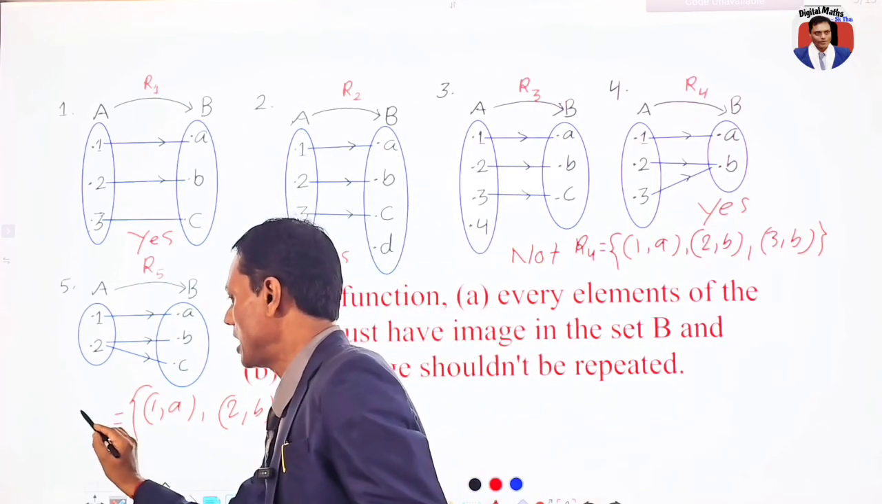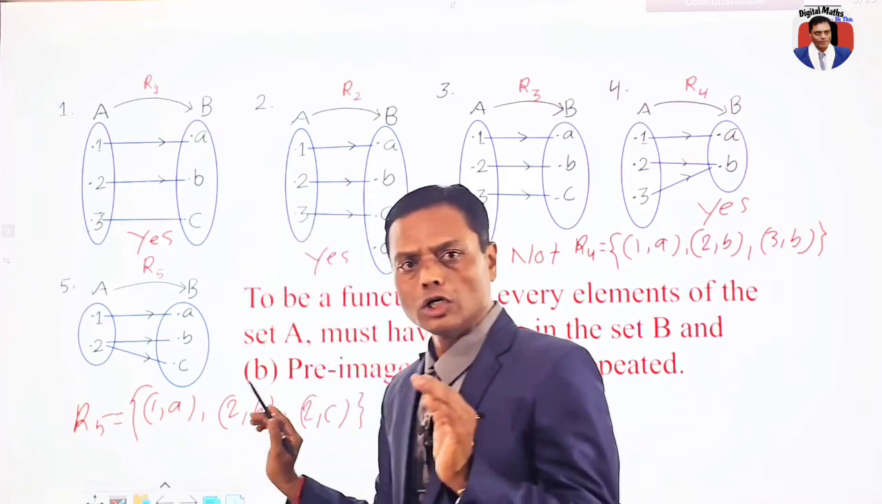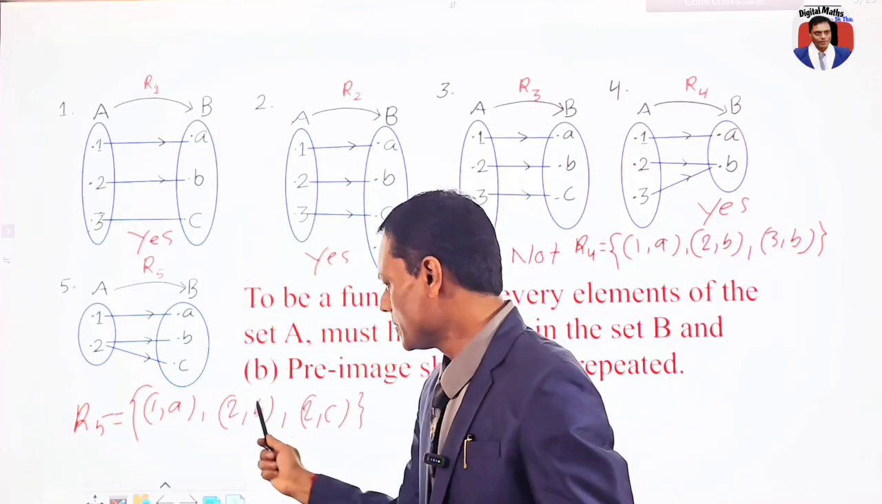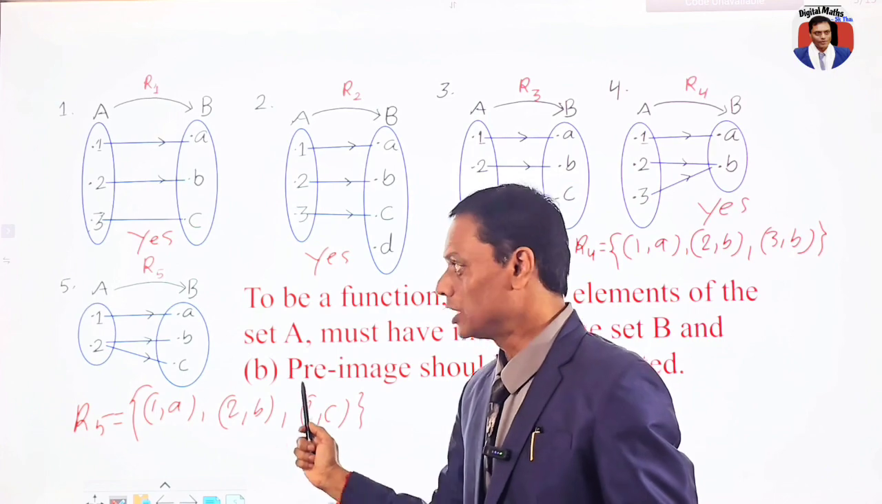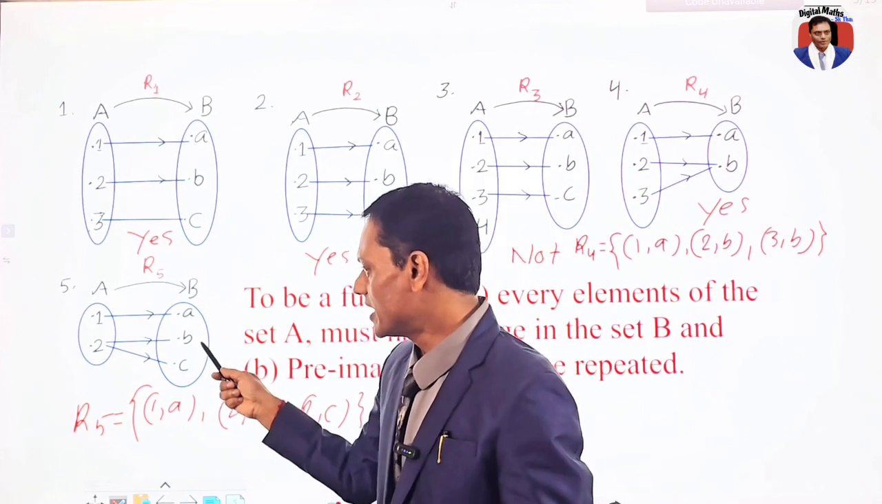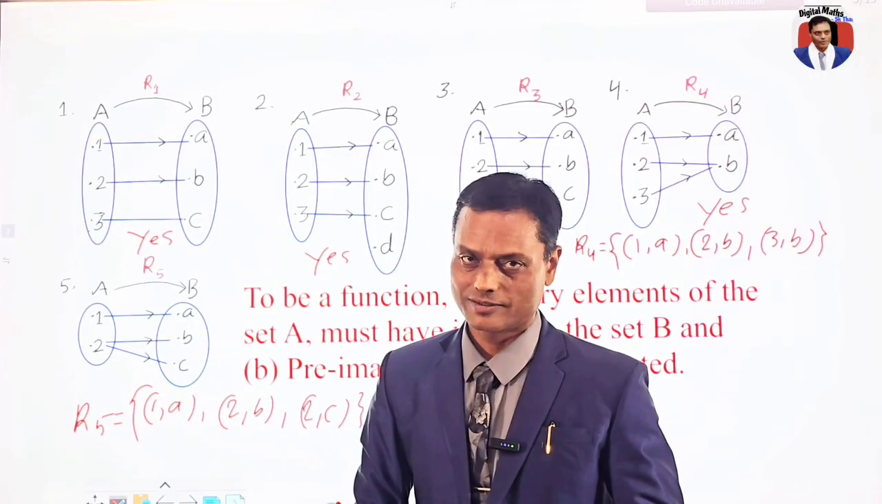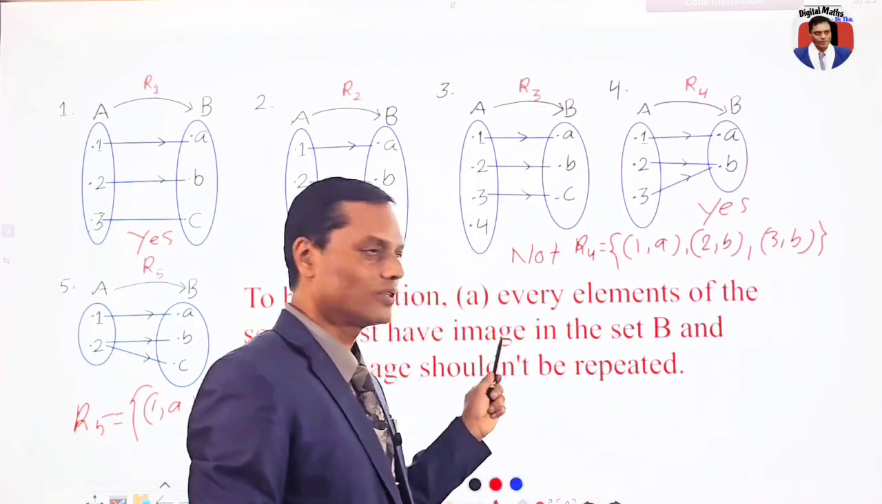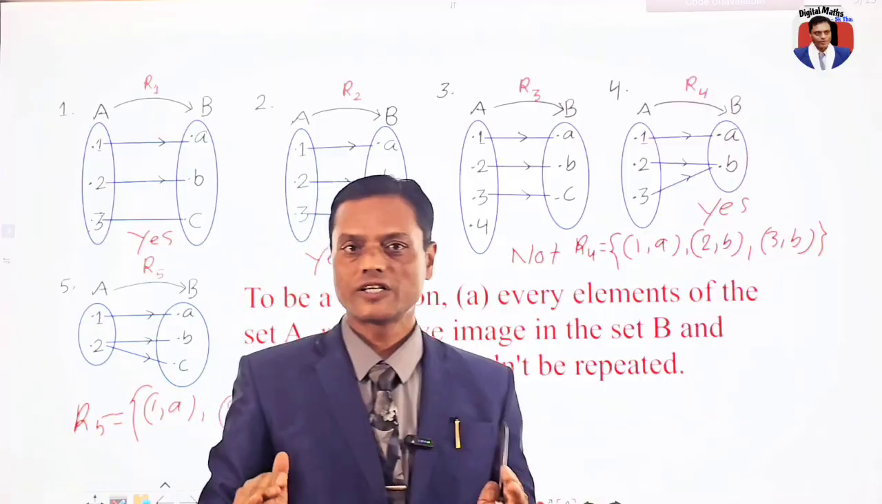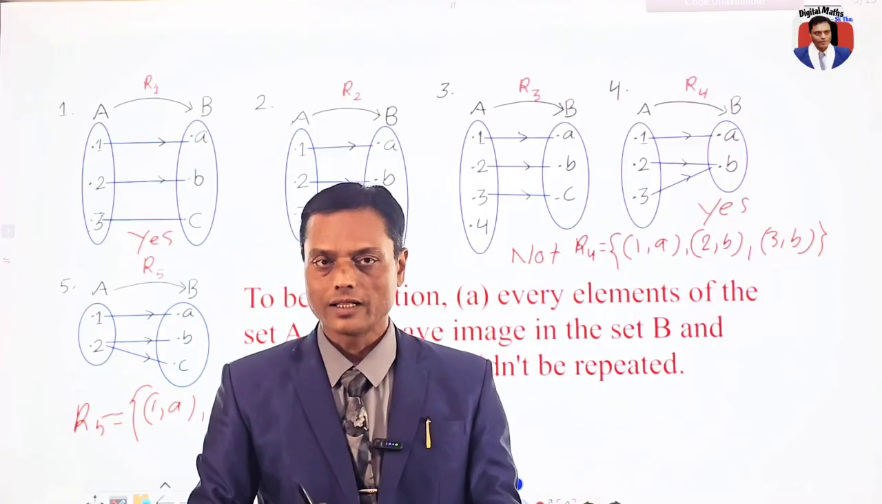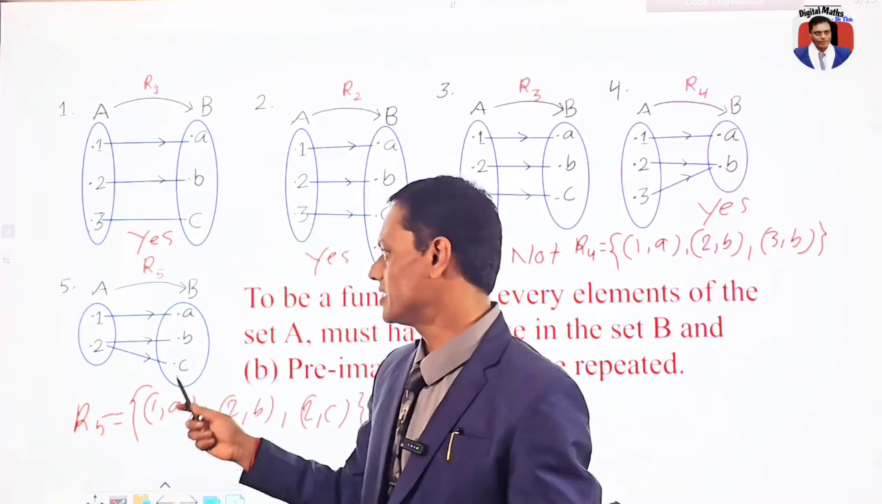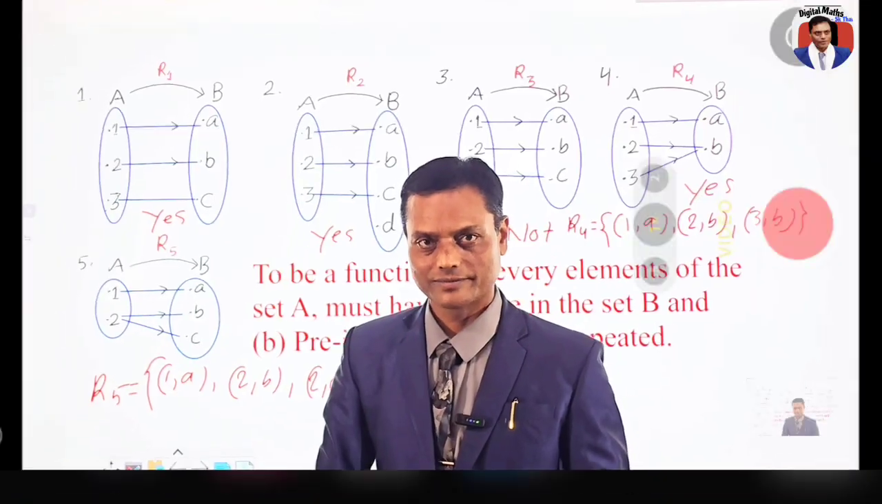That is R5. Have a look here: 2 is repeated, 2 comma b, 2 comma c, and 2 is the pre-image. So both the elements, b and c, have the same pre-image in the set A, so it's not a function. Understanding? We have to focus on these 2 points. All the elements of the set A must have an image in the set B, and the pre-image should not be repeated, so we can say that R5 is not a function.